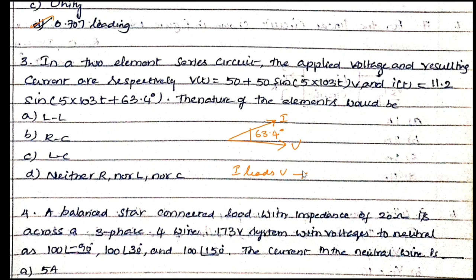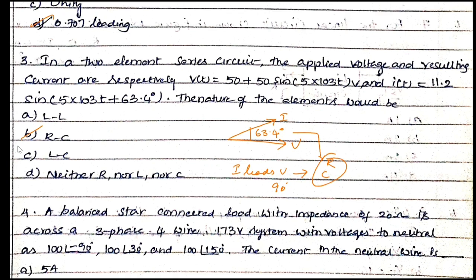So what is the nature of the element? The nature of the element will be C here. If it's exactly 90 degrees it means it's a C, but here it is 63.4, which means it's a combination of an RC network. So the answer will be B here. Next one.